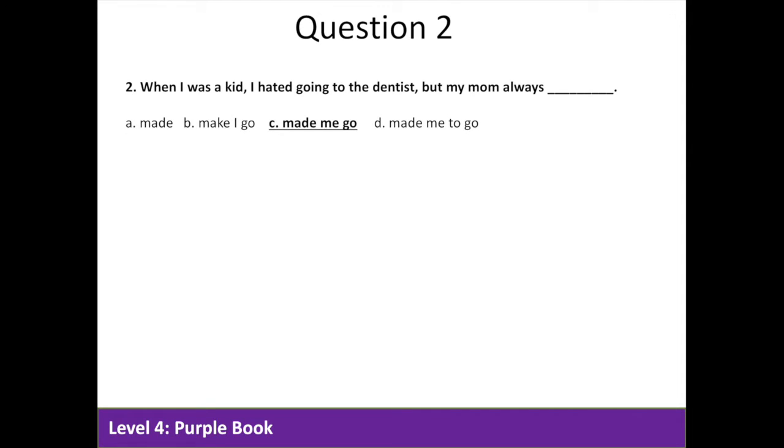Question 2. When I was a kid, I hated going to the dentist, but my mom always blank. Again, if I don't want to do something, we typically use the verb make. Here we're talking about something in the past, so we should use the past tense. So C, made me go, is the best answer.